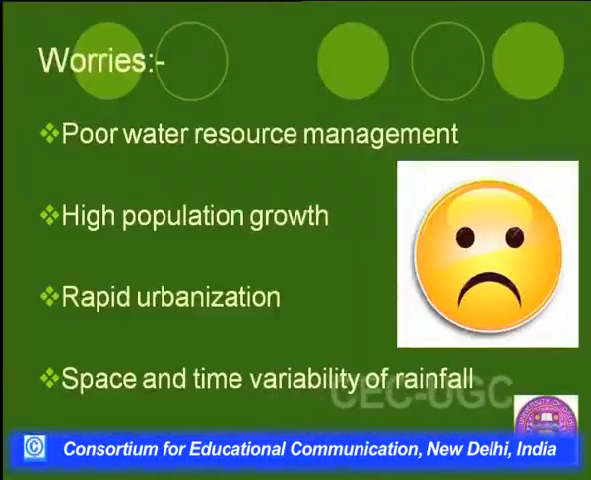We have four major worries. First, we are very poor in management, globally and nationally. Then high population growth, then the rapid urbanization process, which is a big global threat, and the variability of precipitation and rainfall. We all understand the ENSO cycle is changing, so the water precipitation pattern is also changing. That is one dimension creating an impact on water mismanagement.